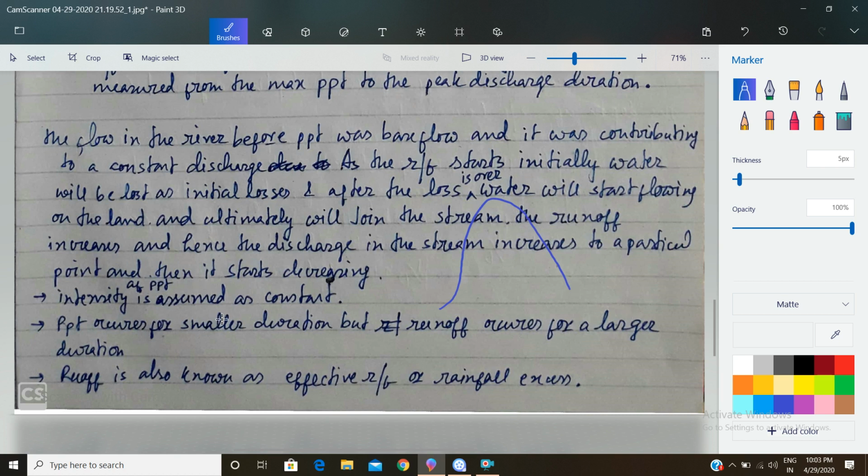Intensity of precipitation is assumed as constant. In case of drawing a hydrograph, or a unit hydrograph, which we will study further, we need to understand that the intensity throughout the precipitation time has occurred uniformly, in a smaller duration, but runoff occurred for a larger duration. You know that runoff is also known as effective rainfall or rainfall excess. You have studied this in the runoff and infiltration chapter.